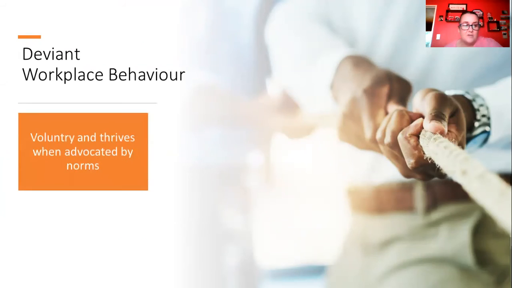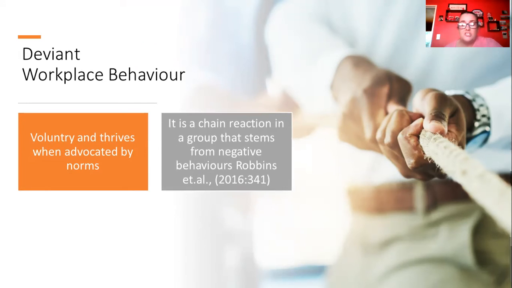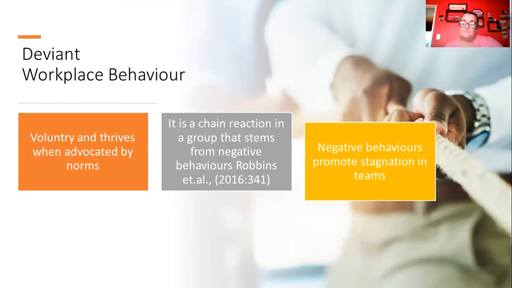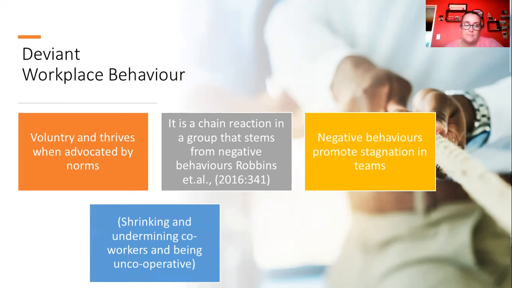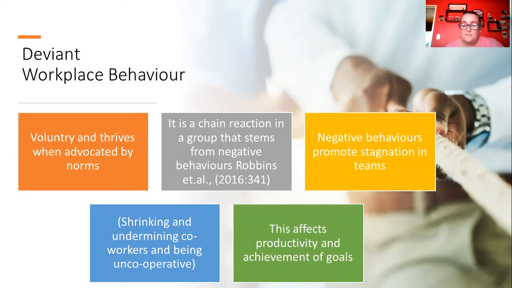Deviant workplace behavior is voluntary and thrives when advocated by norms. It is a chain reaction in a group that stems from negative behaviors. Negative behaviors promote stagnation, which will in effect affect the organizational culture and effectiveness of the organization. It is the shirking and undermining of co-workers and being uncooperative. This affects productivity and the achievement of goals.